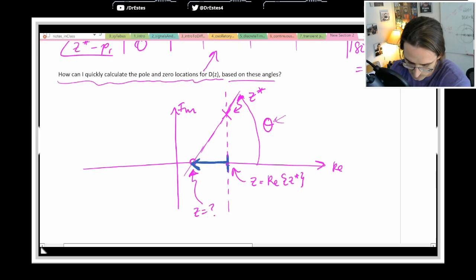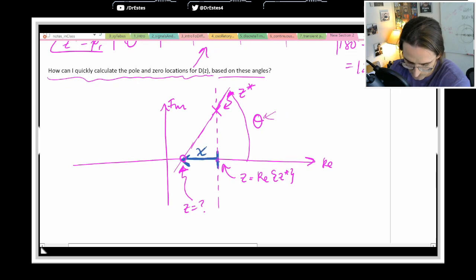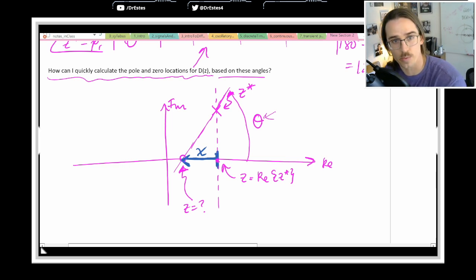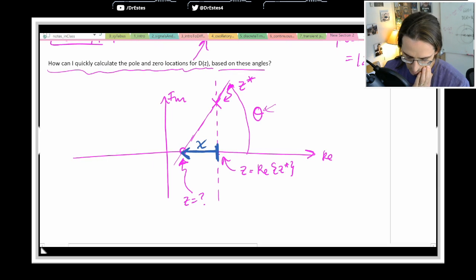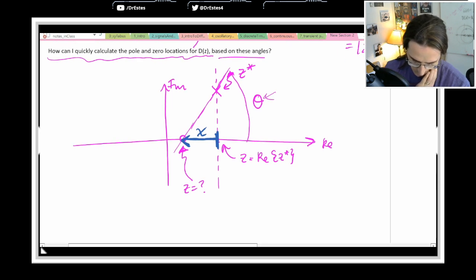And I'll just call this x. So the origin of this coordinate is at the real part of z star, and then it works its way in the negative real direction. Okay. So that would mean if we could solve for what x is, then that means this z location, which I called a question mark, let's just call it z1.